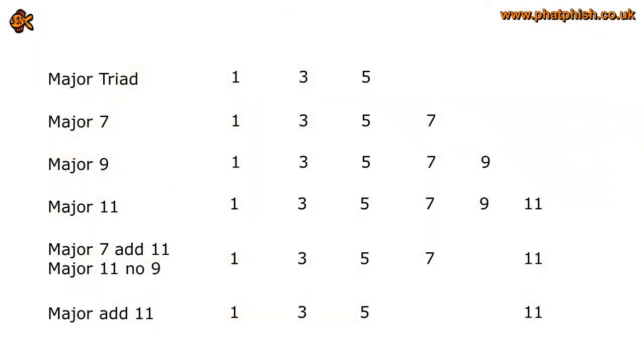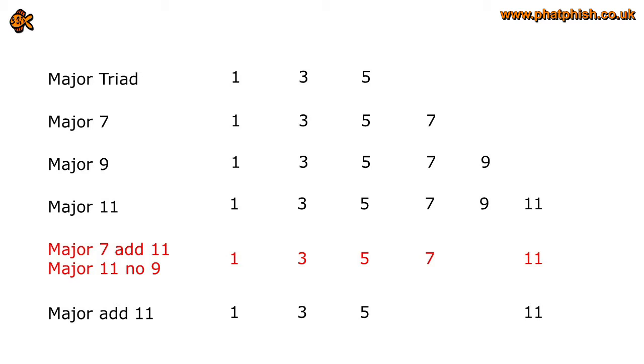An 11 chord that includes all of the degrees from root through to the 11th, so 1, 3, 5, 7, 9 and 11, that's a major 11 chord. If you just take a major 7 chord and add the 11 on, so there's no 9th degree, there's a couple of names for that. We could call that a major 7 add 11, or we could call it a major 11 no 9. But the namings should be fairly logical to you. It kind of says what it is.